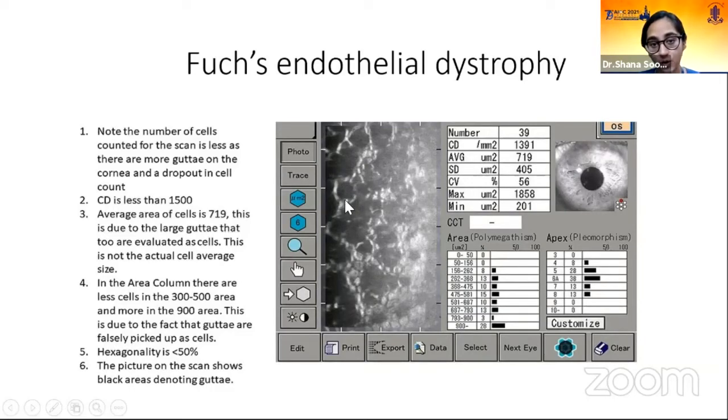These large areas that are dropped out where there are no cells are picked up as corneal endothelial cells by the scan due to the error in scanning. And then the largest cell area is denoted as 719. If you see in the area column over here, in the 300 to 500 group, there are very few cells, and most of the cells are larger than 900. This is because individual guttae cell dropout areas are taken as cells, and then the area is distributed as such. The hexagonality is 38%, which is less than 50%. And here, when you see on the picture, there are a huge amount of guttae that are seen. So the diagnosis is Fuchs endothelial dystrophy.